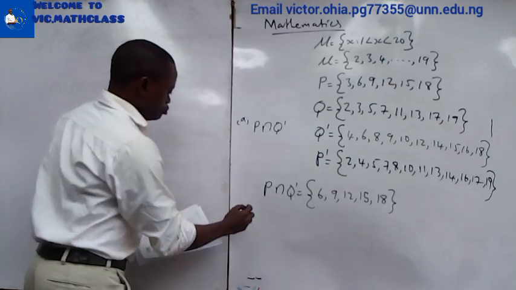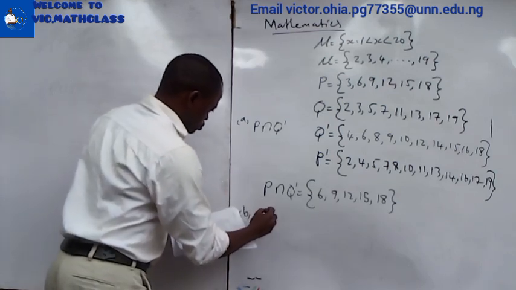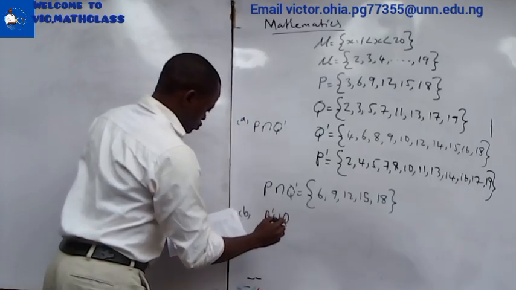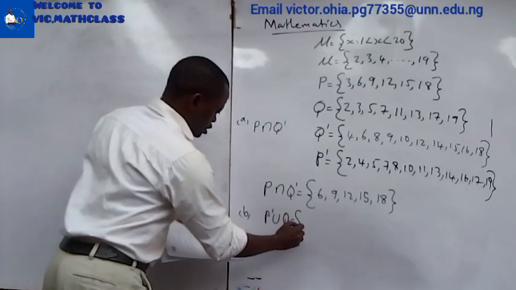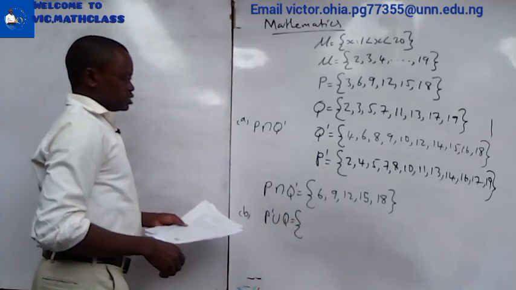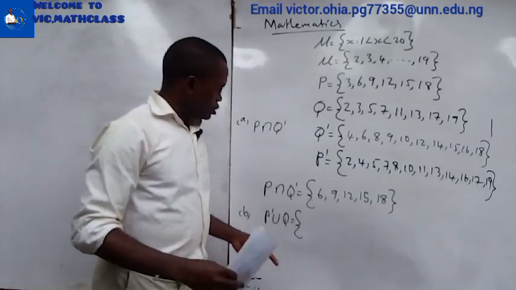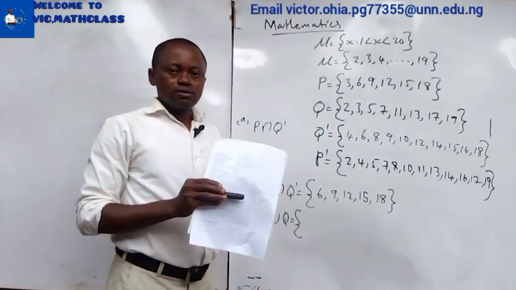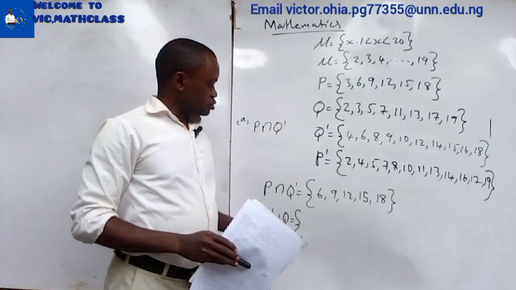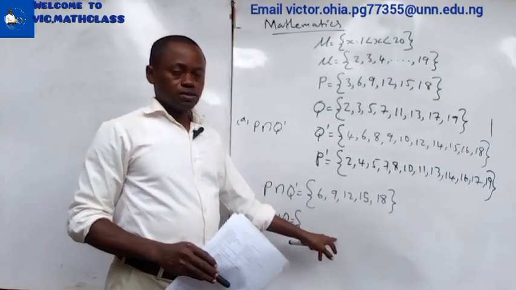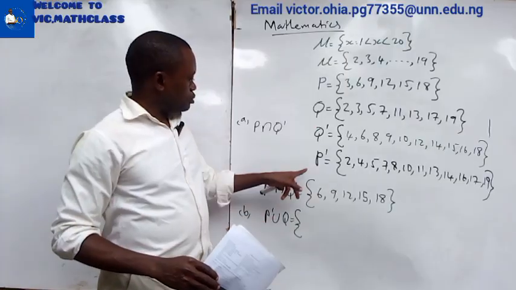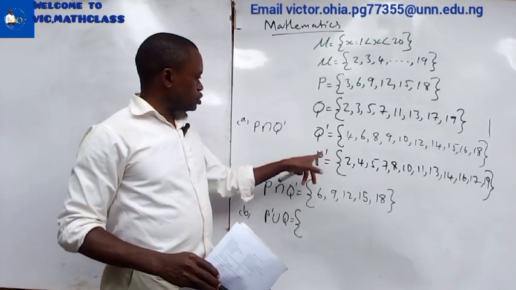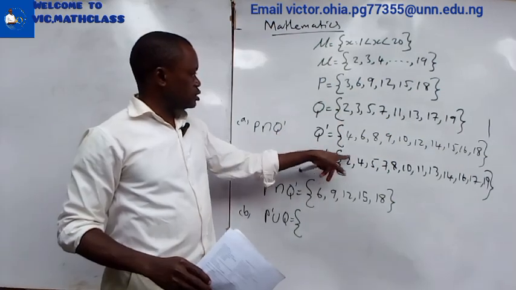Then B says P prime union Q. What is a union? That's the first thing we need to understand. A union is simply the total listing of elements that exist between two subsets without repetition. So when I'm listing it, I'm not going to repeat. If I come here, look at P prime. I'm listing all the elements that are in P prime and also in Q, this and this, without repeating.